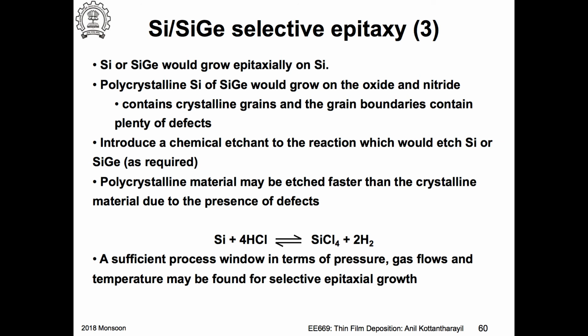So you add HCl, then polycrystalline material may be etched faster than crystalline material due to the presence of defects. So if you add HCl to this gas flow, that can etch. So this is again a reversible reaction. This is a volatile compound. It's a gas at the process temperature. So this will be carried away. But this etch rate would be faster for polycrystalline silicon than monocrystalline silicon.